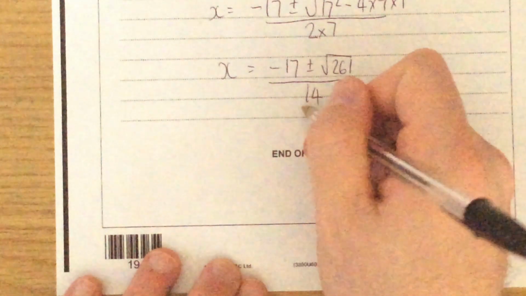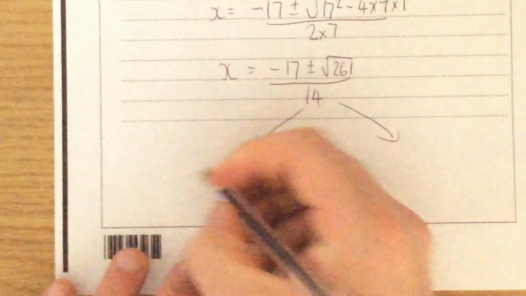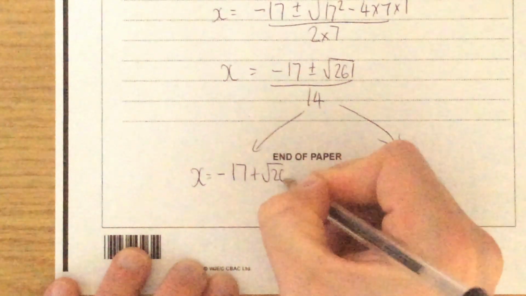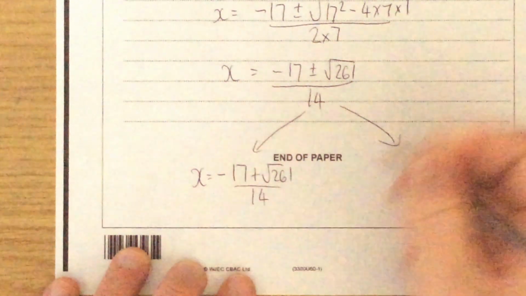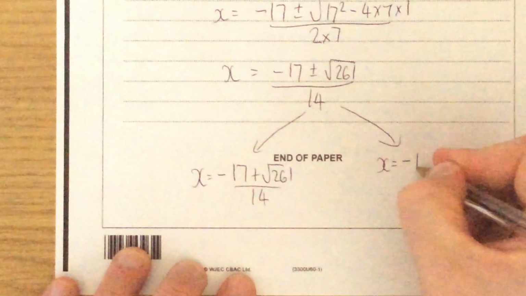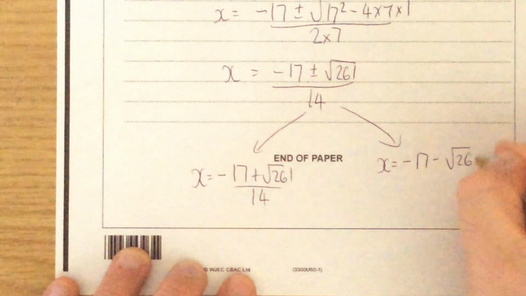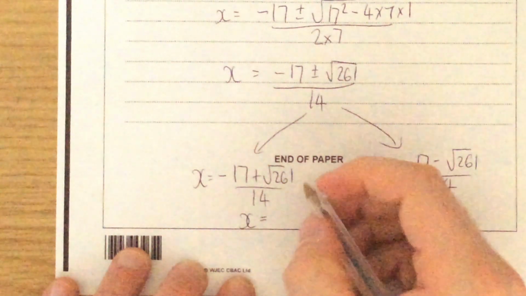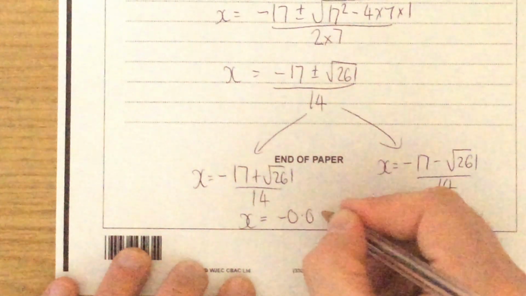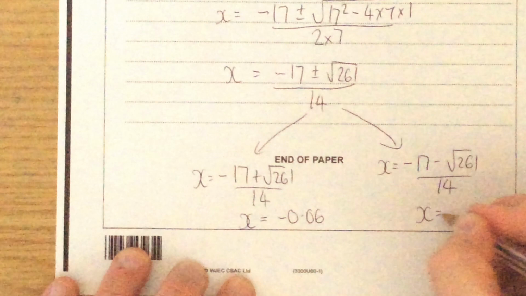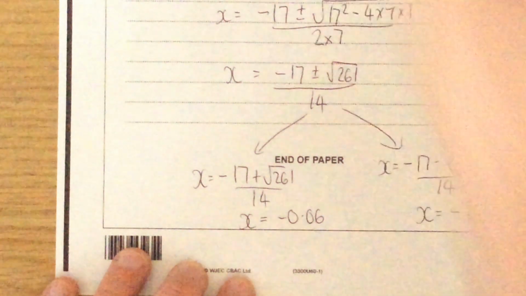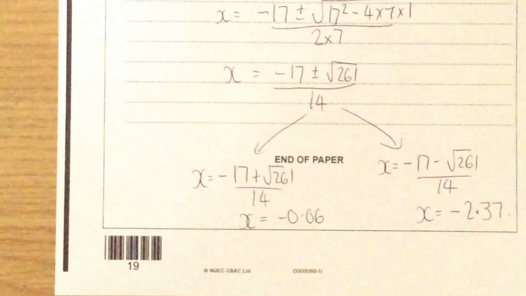At this point, I split into two possible solutions. So x could equal minus 17 plus the square root of 261 divided by 14, or x could equal minus 17 minus the square root of 261 divided by 14. This one gives me a value of x equals minus 0.06, and this one gives me a value of x equals minus 2.37. It says to 2 decimal places, so make sure you do that in your answer.